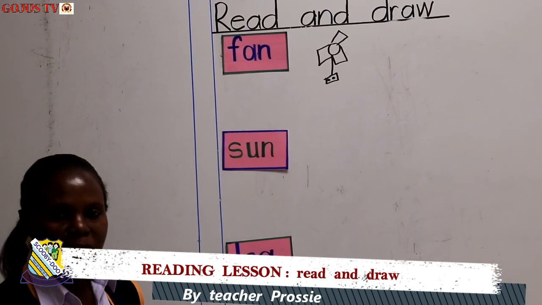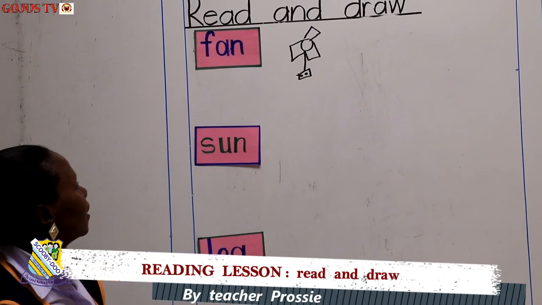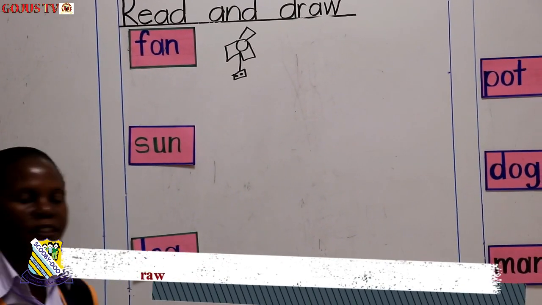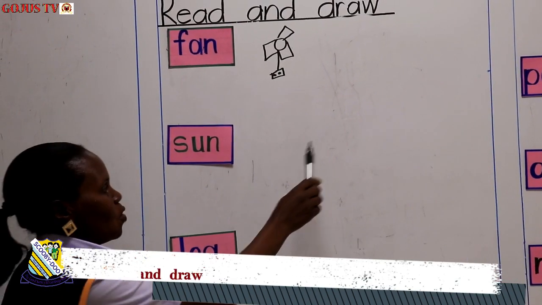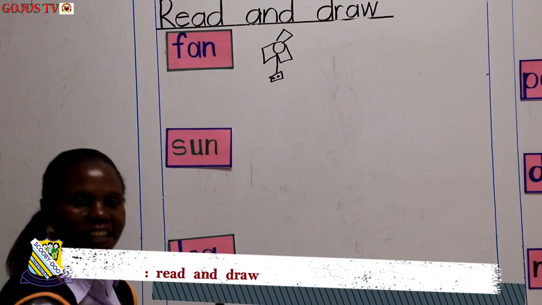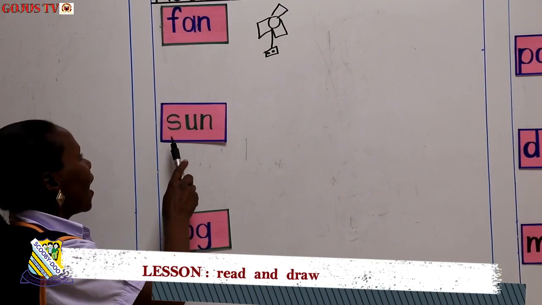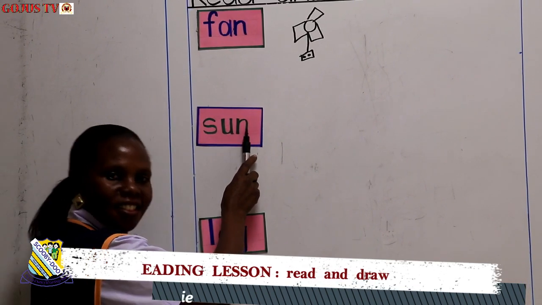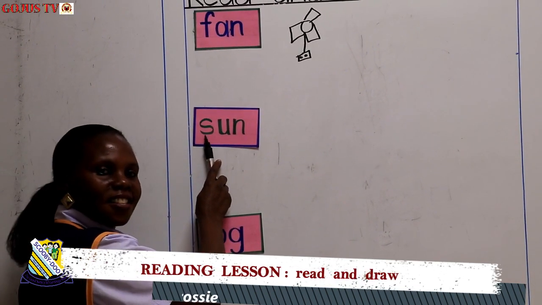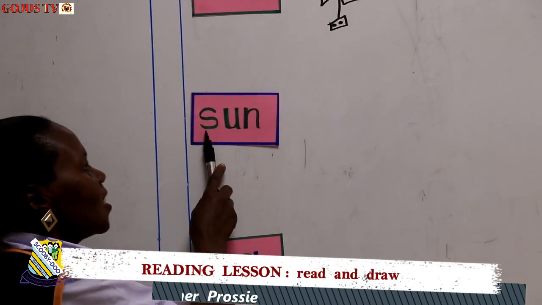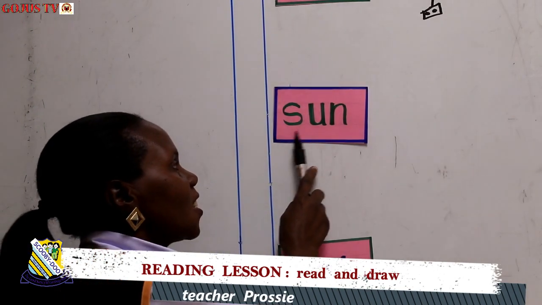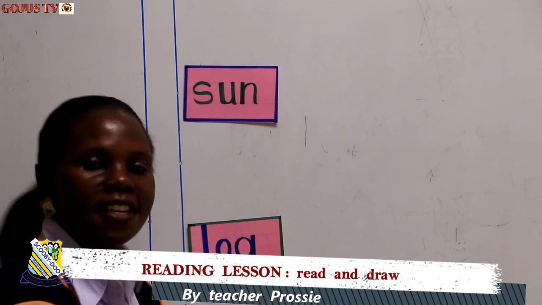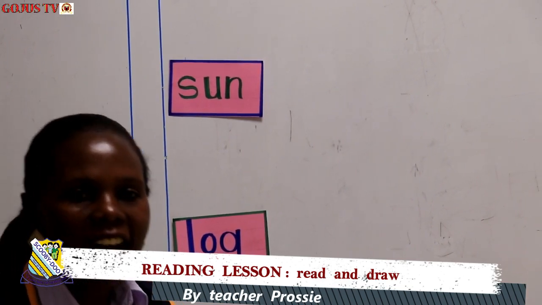Fun. Everybody, can you read? Fun. We go to the next word. We are going to blend together after we read the word and then we draw the picture. Are you ready? Yes. Can we go together? Good. Again. What is the word? Good. The word is sun.